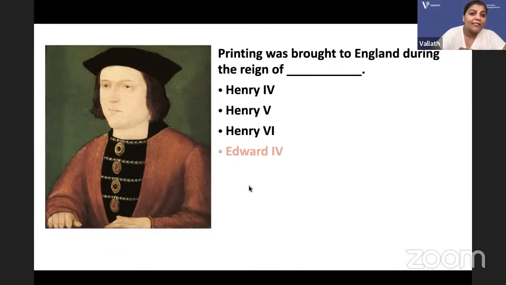Ankita, who was the last monarch of the Tudor dynasty? It was Queen Elizabeth the First. Correct. After the Tudor dynasty, who came? Which dynasty? The Stuart dynasty. Correct. After the Stuart dynasty, which came? Hanoverians. It is the Hanoverian dynasty, correct. Tudor dynasty, Stuart dynasty, Hanoverian dynasty. Very good, very good, very good.